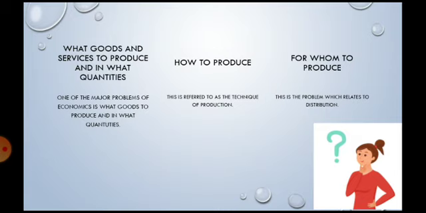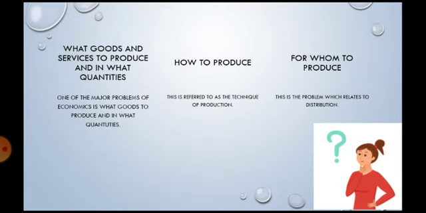It will also depend on the availability of the productive resources as well as the efficiency of the productive inputs. Those goods and services which are in high demand will be produced in larger quantity provided there are sufficient resources to do so. Talking about how to produce, like I've said, it explains the method of production.